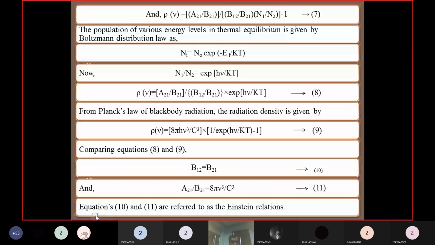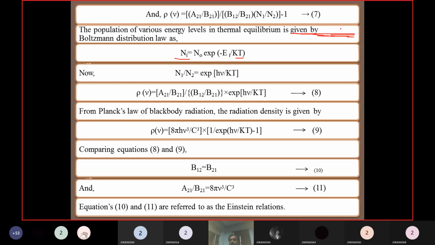Ni means the number of electrons in the ith energy level. Suppose we take energy level i, how many electrons will be present? Ni is equal to N naught, the ground state electrons, into exponential of minus Ei by kT. Here kT is the thermal energy, k is the Boltzmann constant, T is the temperature, and Ei is the energy of the ith state.